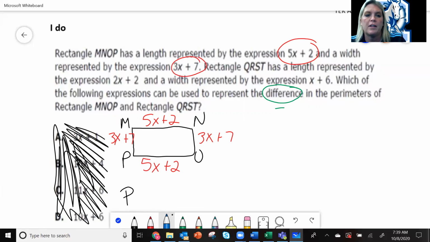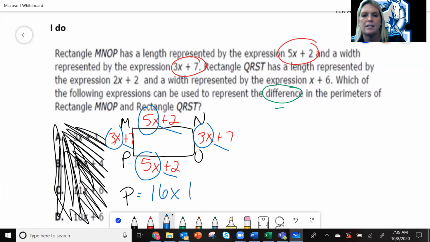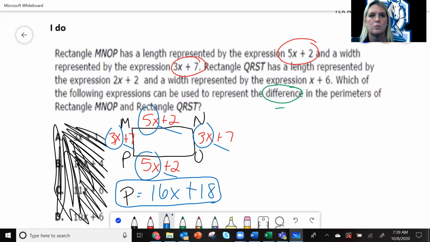Well, to find the perimeter means to add up all the sides. So I'm going to add up all my x's. 5x and 5x, 3x and 3x. 5 plus 5 is 10, 13, so I get 16x. Now we're going to add up our units. 2 plus 7 plus 2 plus 7. That gives me 9, and 9 is 18. This is my perimeter of this rectangle in terms of x. So now let's go and do the other one. It says QRST, so I'm going to make this one QRST.